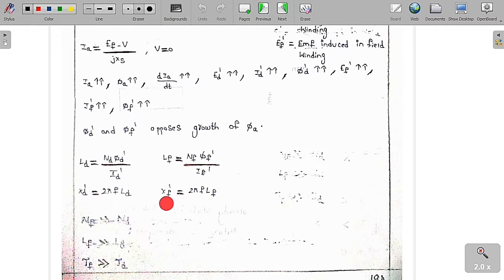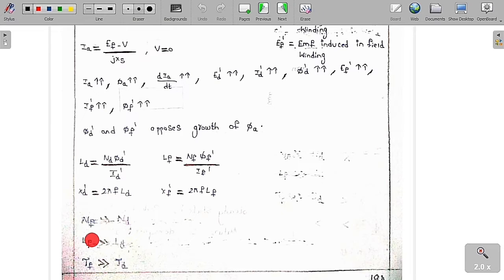Similarly, if you want the reactance of the field winding, then you have to use the inductance of the field winding, because X is equal to omega L. Omega is equal to 2 pi F. Therefore, X is equal to 2 pi F into L. So if you want the corresponding reactance, you have to use the corresponding inductance. This is a very general formula.